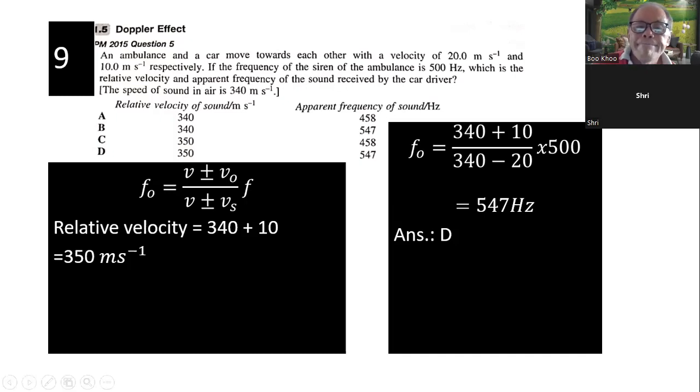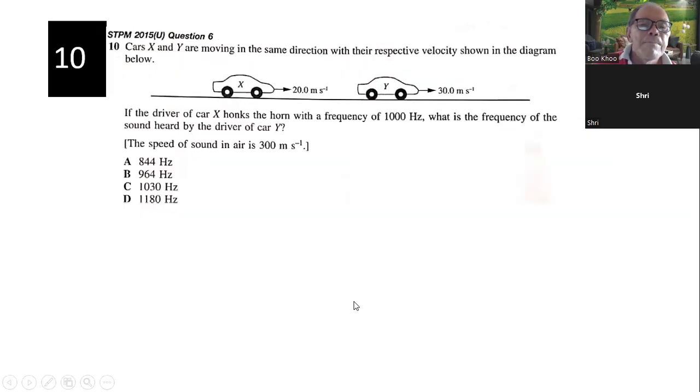Okay, this one they are nice to you. They draw a picture for you. Car X and Y are moving in the same direction with respective velocity shown. The driver of car X's horn provides the sound with frequency 1000 Hz. What is the frequency of sound heard by the driver of Y?